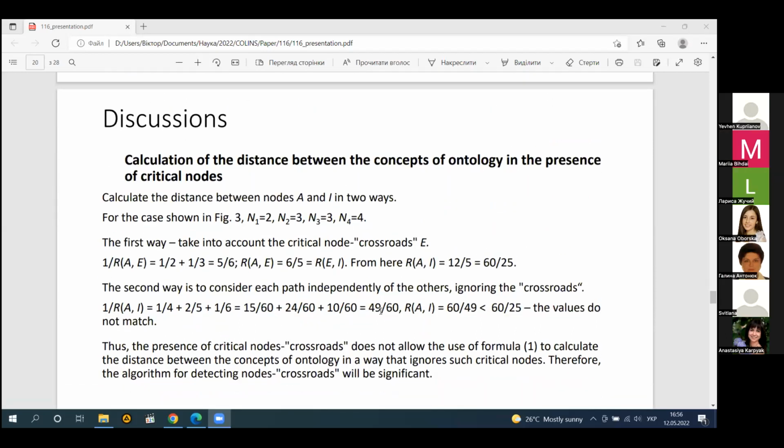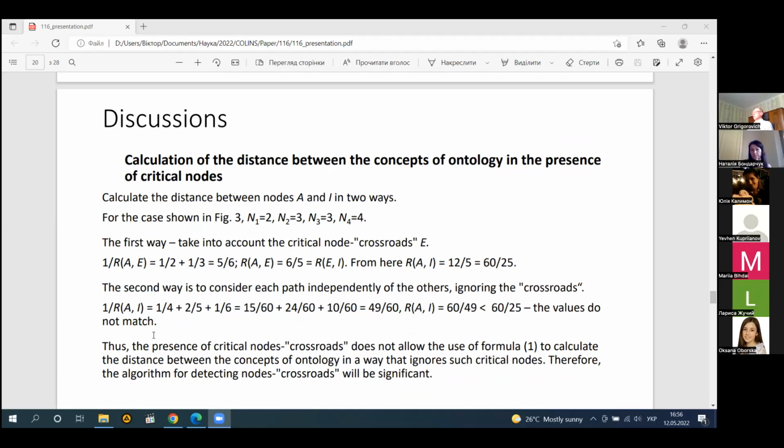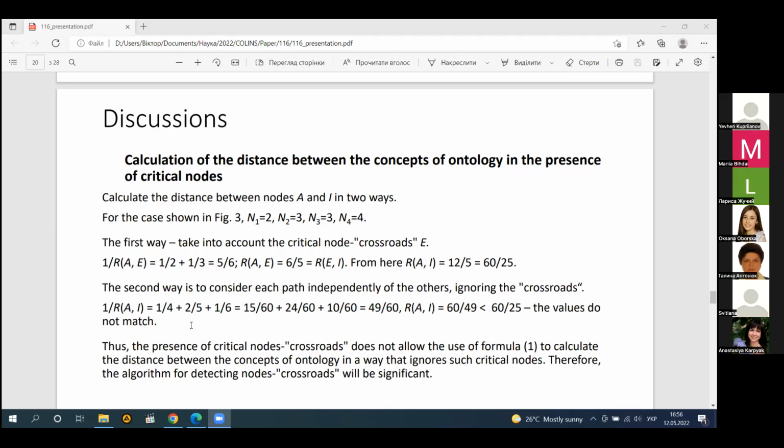Calculate the distance between nodes from A to I in two ways. The first way takes into account the critical nodes, and the second way is to consider each path independently of the other. We obtain different values. Thus, the presence of critical nodes does not allow using direct Formula 1 to calculate the distance between the concepts of ontology in a way that ignores such critical nodes. Therefore, the algorithm for detecting crossroads nodes will be significant.